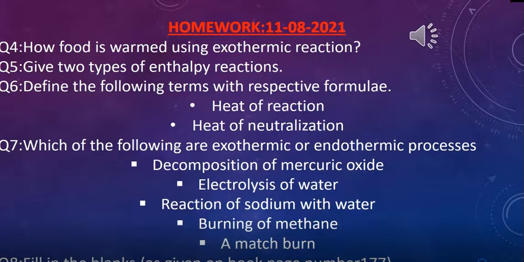So here is the final homework slide. In the homework, there are 9 questions. Question number 4, how is food warmed using the exothermic reaction? In this, you can read slide number 8 and give the answer. Question number 5 is to give the 2 types of enthalpy reaction.